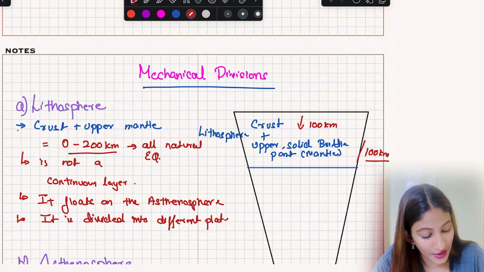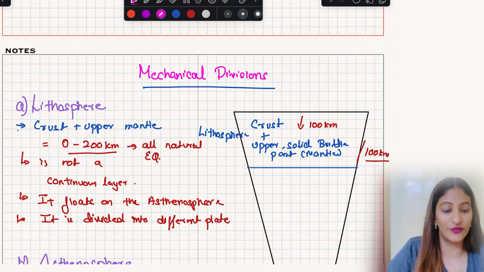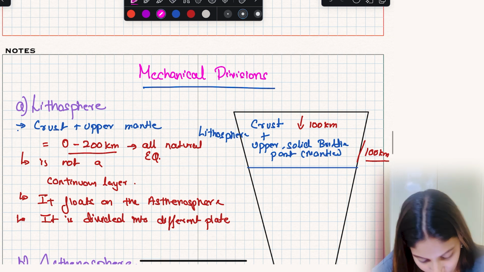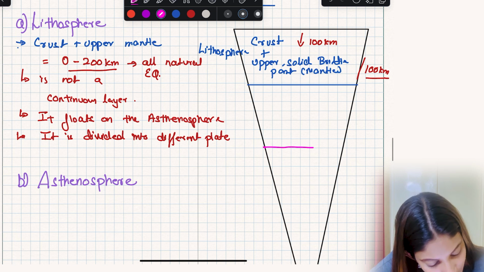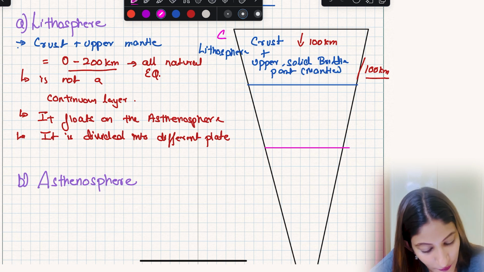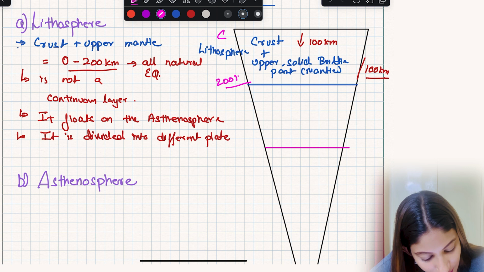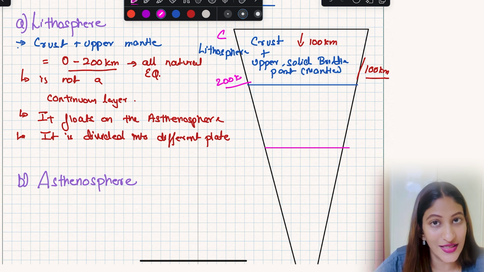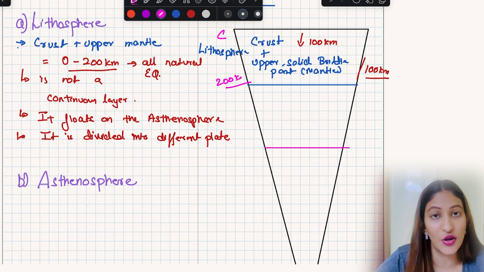This is not the plate that we keep in hand and stand in front of the chart wala, not that one. Don't get hungry. Next is, of course, the asthenosphere, which I have already told you that after 200 kilometers it begins. All natural earthquakes exist in this region only and only because the asthenosphere starts beyond this.